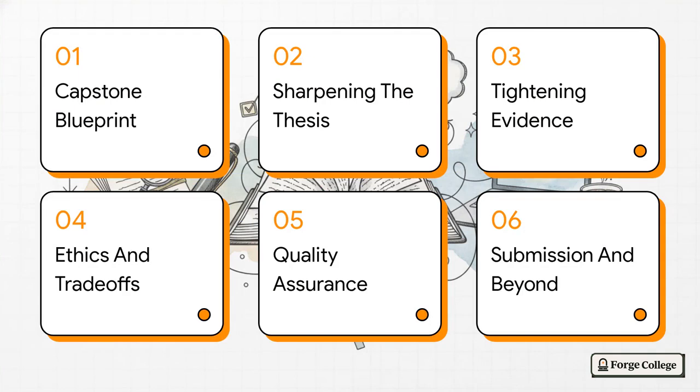Here is your literal assembly line schematic for today's factory floor. We'll start with the capstone blueprint. Sharpen up that thesis, tighten your evidence, lock in ethics and trade-offs, run a rigorous quality assurance test, and then finally, ship it for submission.